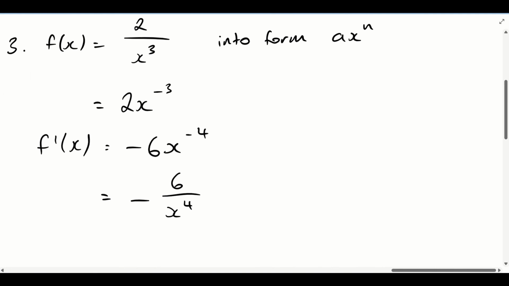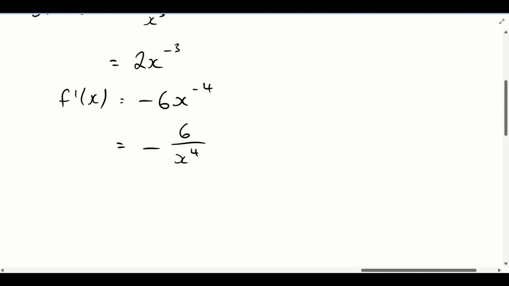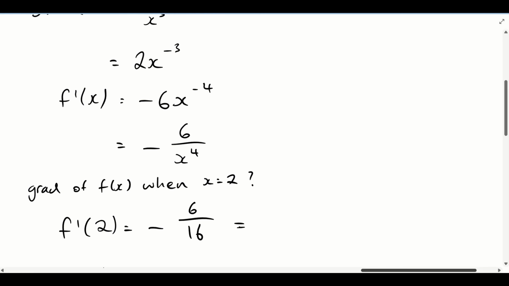And again, if I was to ask, say, the gradient of f of x at the point when x is 2, well, the gradient when x is 2 is minus 6 over 2 to the power of 4. So we've got 2 times 2 is 4, times 2 is 8, times 2 is 16. So minus 6 over 16, and we can simplify that down. Dividing by 2, we can say that's minus 3 over 8.